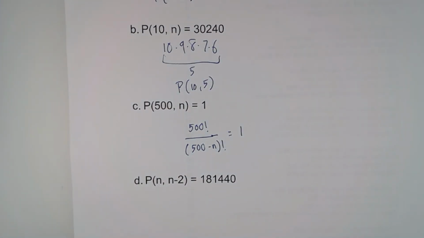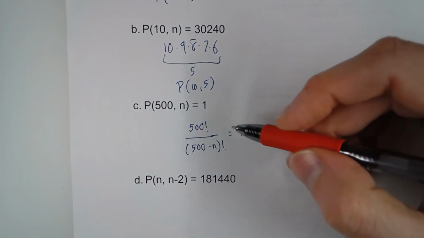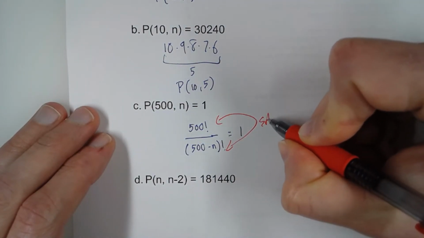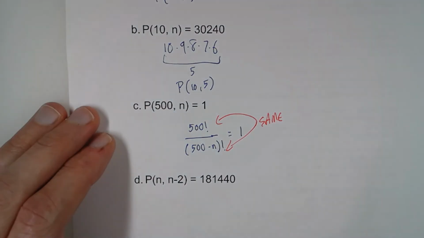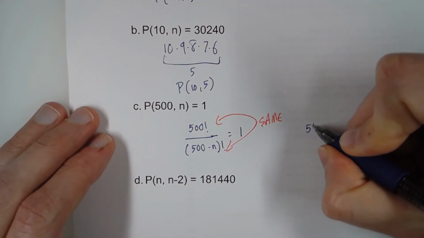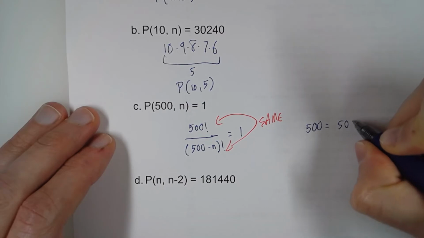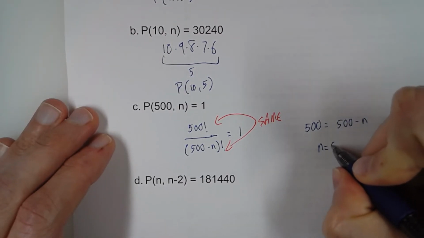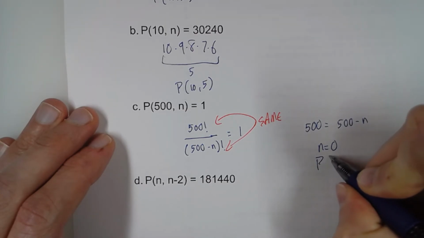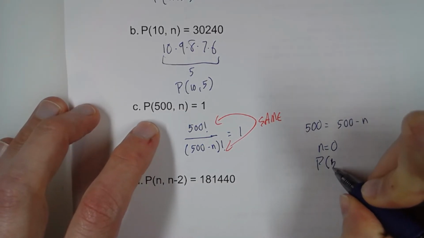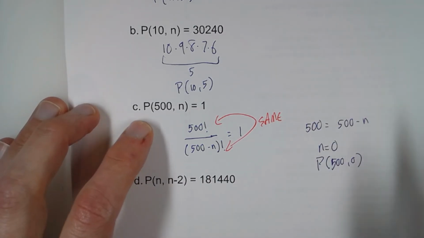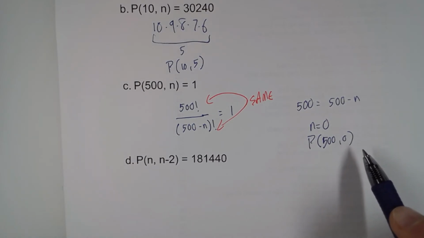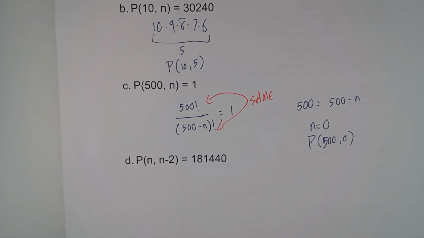Instead, think about this. If you divide 2 numbers and get 1, what does that tell you? It tells you that these two have to be the same. Which means 500 equals 500 minus n. So in order for that to be true, n has to equal 0. So this is written as P(500, 0). That means out of 500 things, we're picking none of them. Then there's really only one way that could happen. You get nothing.